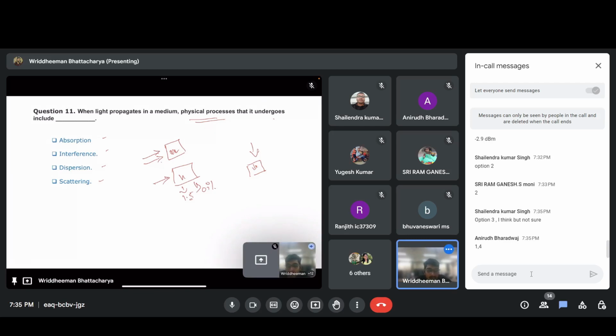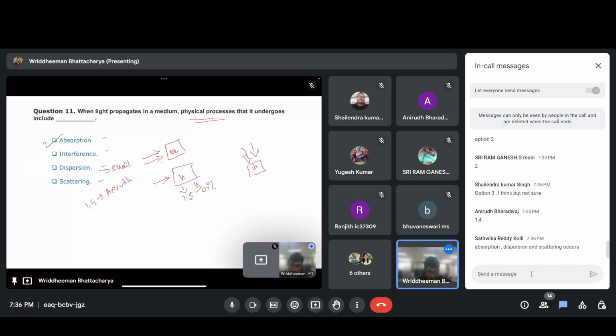Shailendra is saying option three and Anirudh is telling one. Okay, you see, yes, absorption will be taking place obviously, and scattering. When light is coming on a surface, does light get scattered?